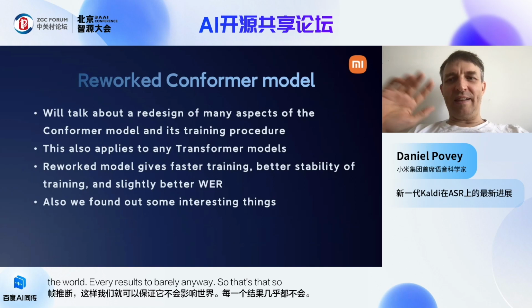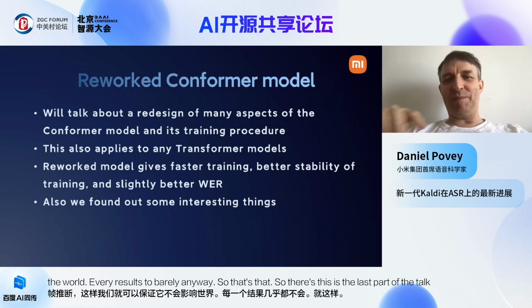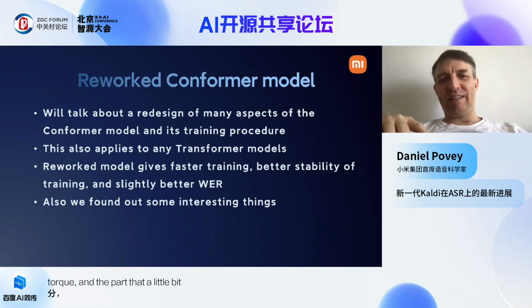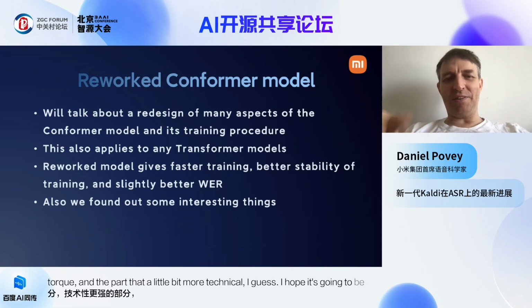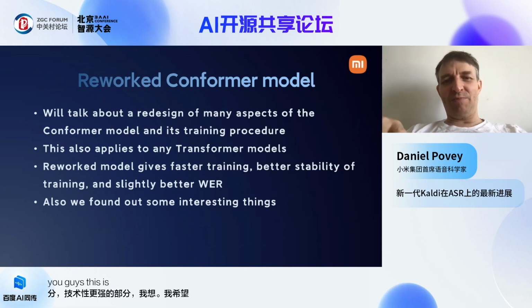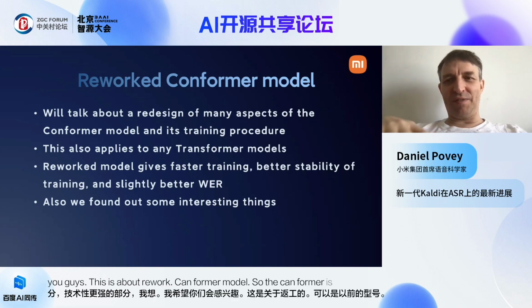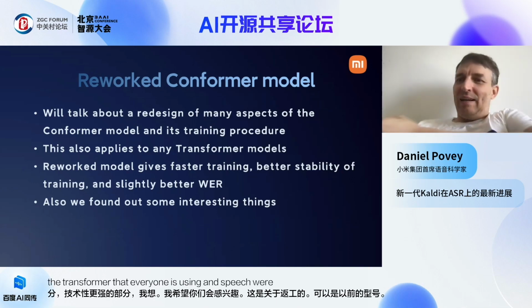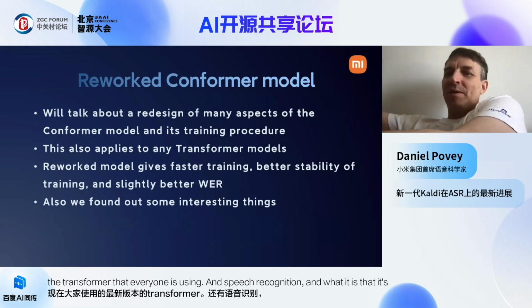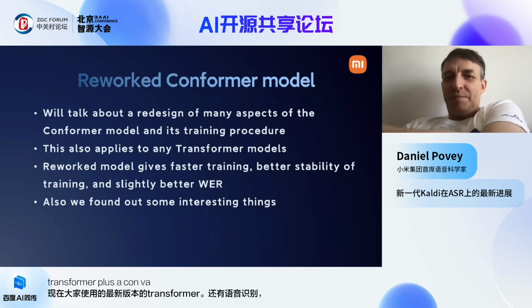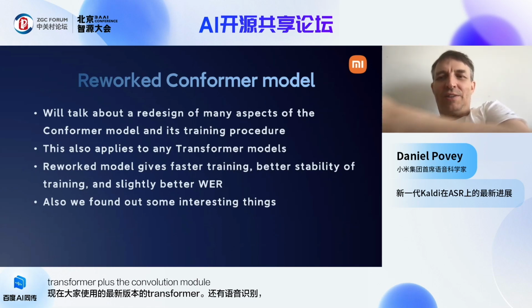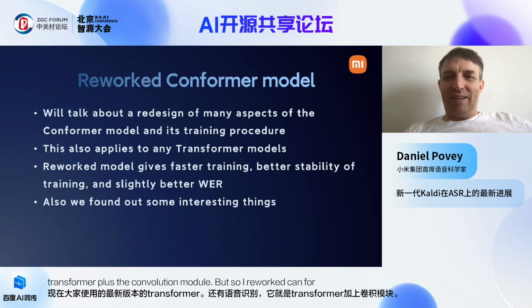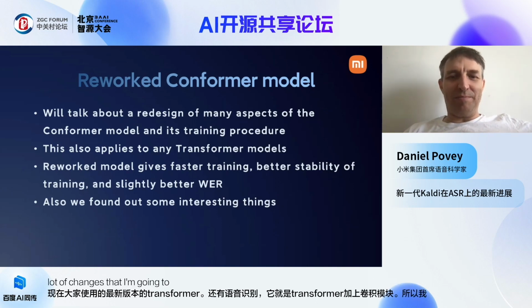This is the last part of the talk, and the part that's a little bit more technical, I guess. I hope it's going to be interesting to you guys. This is about our reworked conformer model. The conformer is just the latest version of the transformer that everyone is using in speech recognition. And what it is, it's just the transformer plus a convolution module. But our reworked conformer is the conformer with a lot of changes that I'm going to describe below.